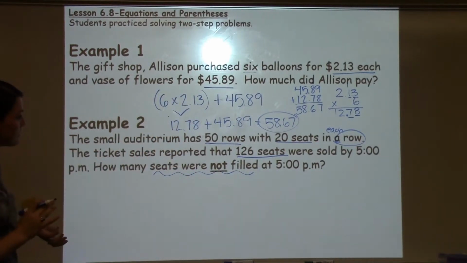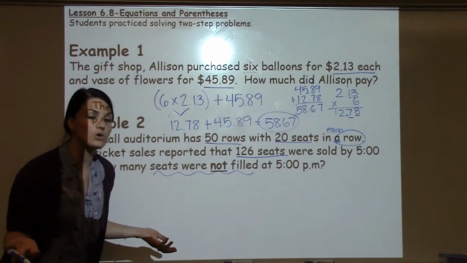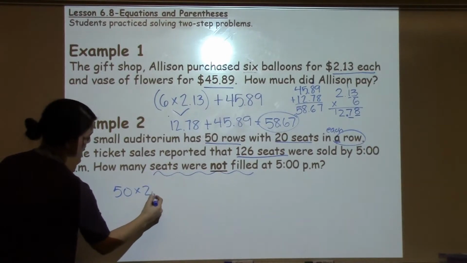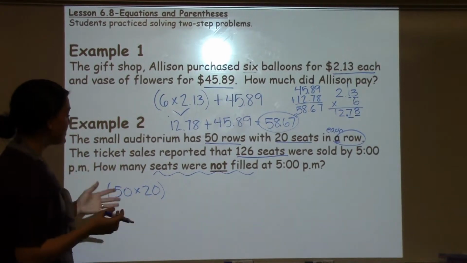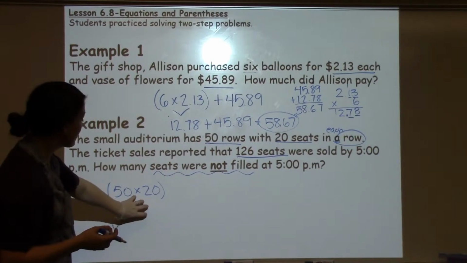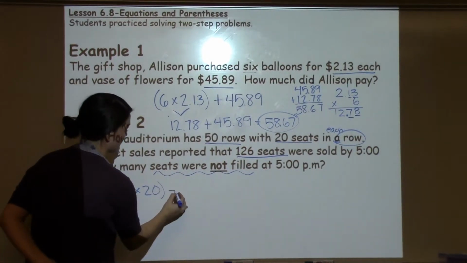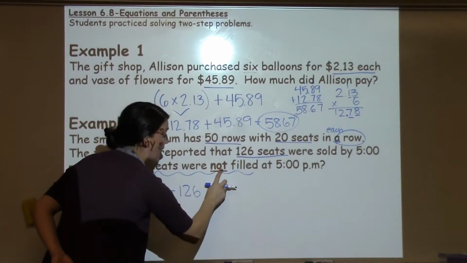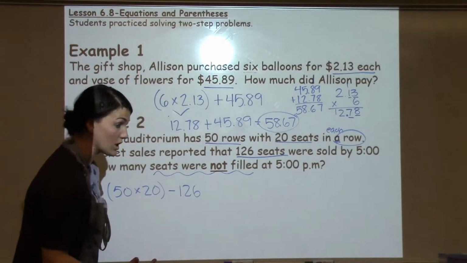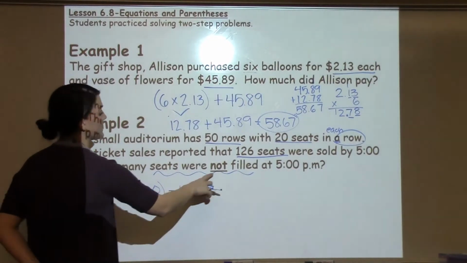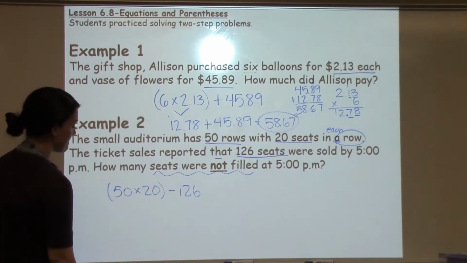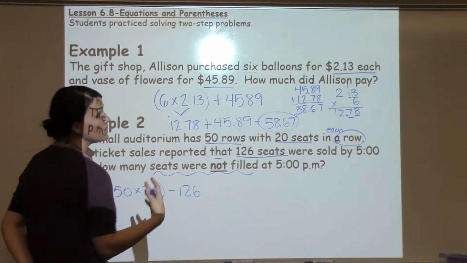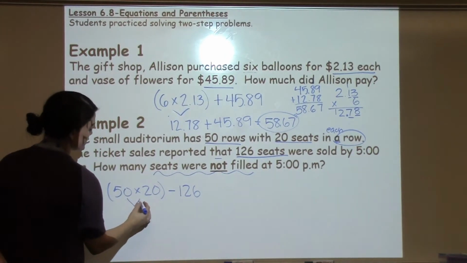So I'm going to have to do a couple of things. First, I need to figure out how many total seats I have. And to do that, I'm going to have to take 50 times 20. Now, I know that whatever I find for my total seats, I've got 126 of those seats that are filled. So I'm looking for what is not filled. I'm looking for what's left over, how many are left that are open. So that word "not" helps me know I'm working with subtraction. So first I need to figure out how many total seats. Then I'm going to take away the ones that are filled to know how many are not filled. So first I need to do 50 times 20.